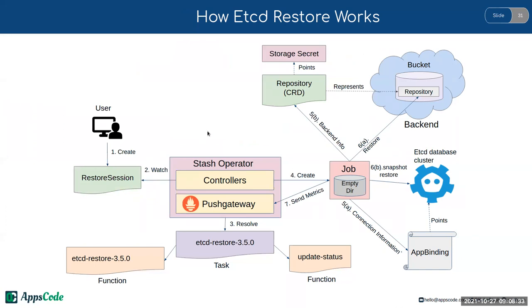Now see how ETCD restore works. The user has to create a restore session to take the restore. The restore session contains the necessary information for restoring the ETCD cluster. The Stash operator watches for a restore session, and it creates a restore job once it gets one. In the meantime, the Stash operator will resolve the function and task by specifying ETCD restore 3.5.0, and the job will connect to the database with the app binding. The app binding holds the information to connect with the database. This job will download the snapshot we have taken as backup, and it will restore it into the ETCD database. The job gets the cloud and authentication information from the repository, and the repository mentions the storage secret to get authenticated to the cloud.